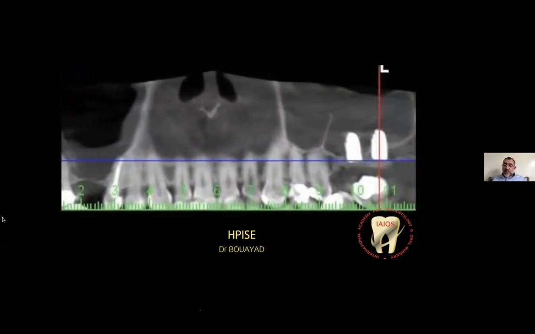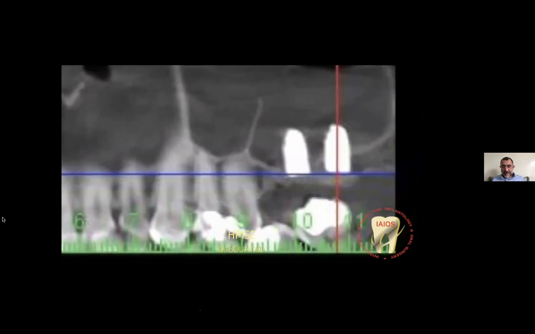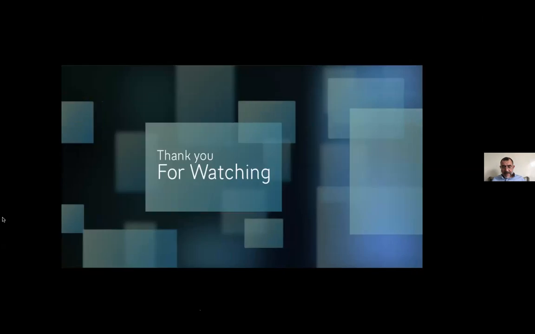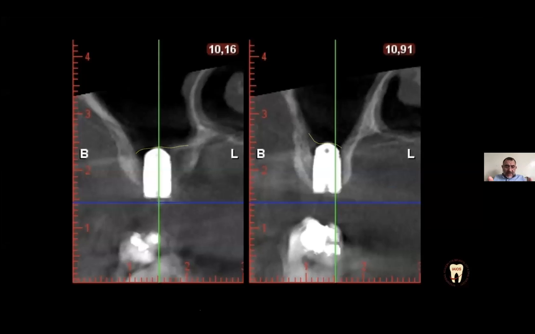This is the post-operative X-ray. I took this X-ray 6 months after, and we can see the new bone regeneration between our implant and the stability of our implant 6 months later. Then I can see the healing of the sinus and the bone regeneration around our implant.